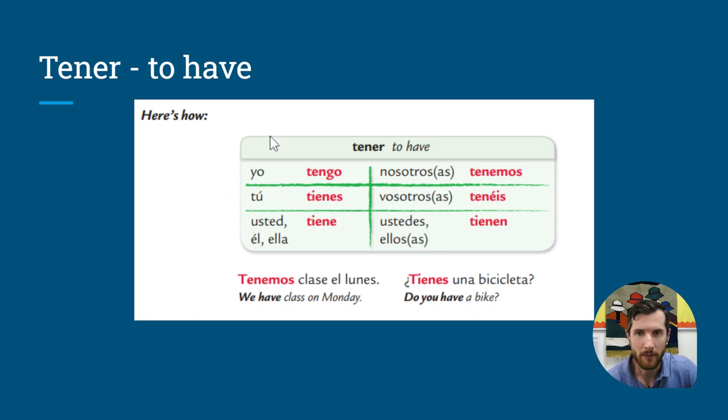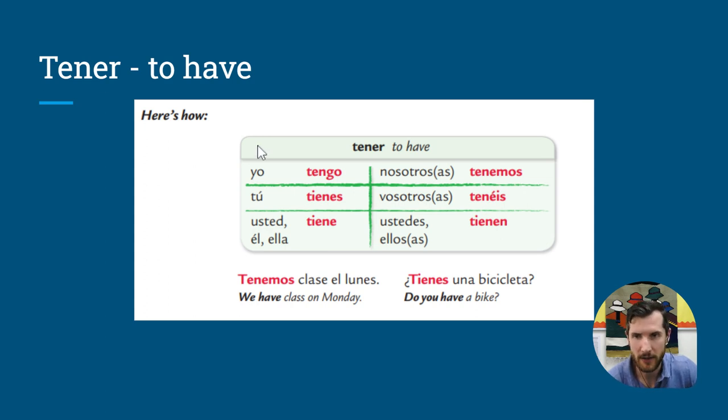So the yo form, talking about yourself, yo tengo, I have. Tú tienes, you have. Usted tiene also means you have, but you're speaking very formally. Él tiene, ella tiene, he has, she has. Then if you're talking about multiple people, nosotros, we. Nosotros tenemos, we have. Vosotros, don't have to worry about unless you're in Spain. Ustedes tienen, you guys have. Or ellos tienen, ellas tienen, they have.